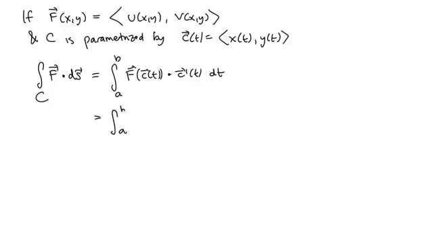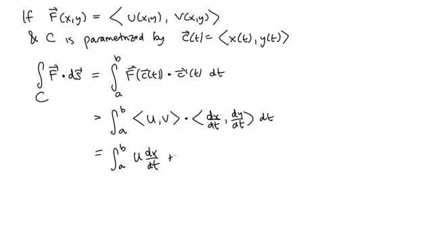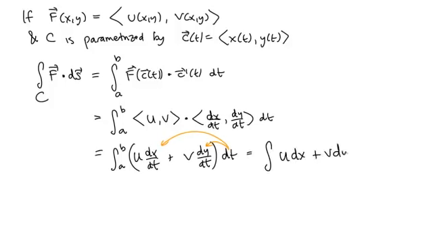Now let's write what this thing actually is, in the process we've done before. F takes the form of u, v, c prime takes the form of the derivative of x, dx/dt, and the derivative of y, dy/dt. So if we work out this dot product, it will be u times dx/dt plus v times dy/dt, dt. Now if we imagine for just a second that we could distribute this dt, this integral would take the form of the integral of u dx plus v dy.